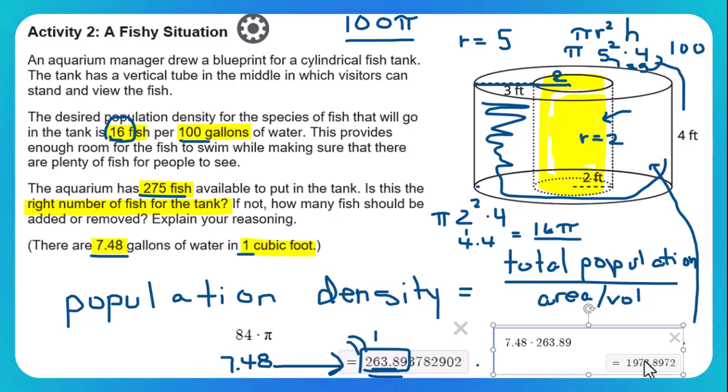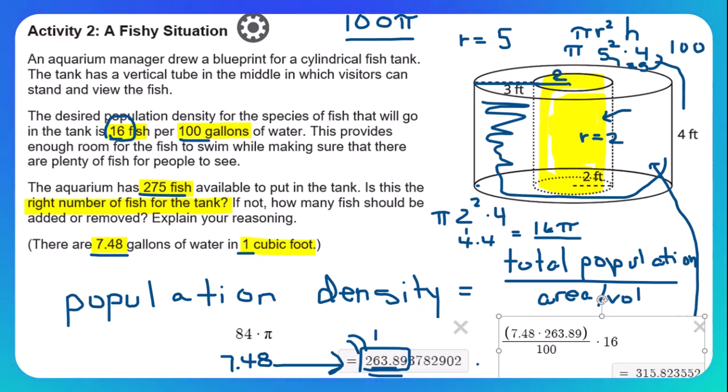With this amount, this is how many gallons we have. So we're going to divide this by 100. 1973.8972 divided by 100. When we get our answer, we're going to multiply by 16, because there are 16 fish per 100 gallons of water, and that amount is 315.82. We have 275 fish, so we have enough room for our fish. We could put even more in there.